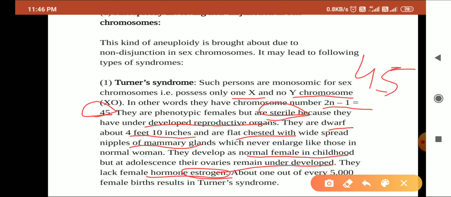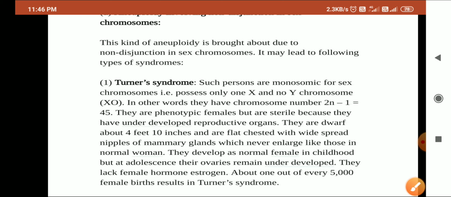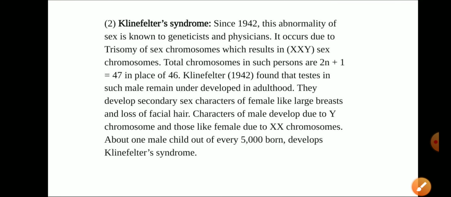Now about 1 out of every 5,000 female births there is also Turner syndrome. Okay, so these are the features. Next we have Klinefelter syndrome. Now this is again an abnormality of the sex chromosome. It occurs due to an additional chromosome. So we have the trisomy. It is termed as a trisomy of sex chromosome.